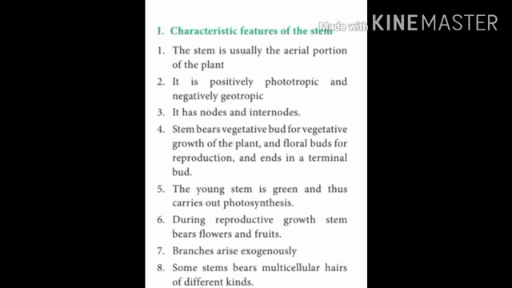Let's look into the characteristic features. Stem is usually aerial, positively phototropic, negatively geotropic. It has nodes and internodes, and it bears vegetative buds as well as floral buds for reproduction. The young stem is green due to photosynthetic pigment. During reproductive growth, the stem bears flowers and fruits, and branches arise exogenously, and stems show multicellular hairs on their parts.